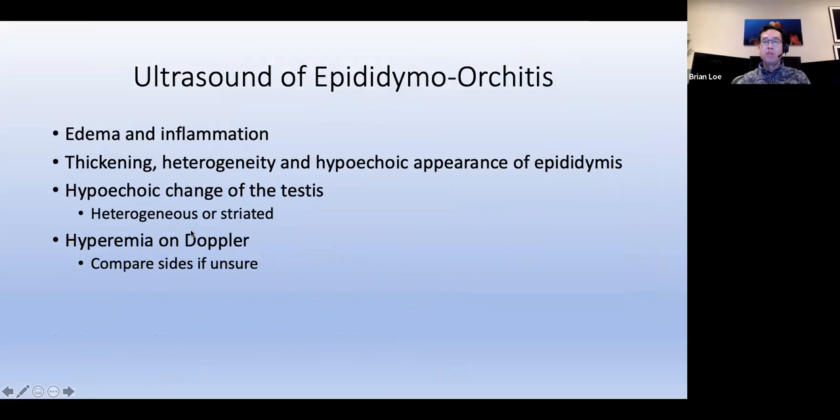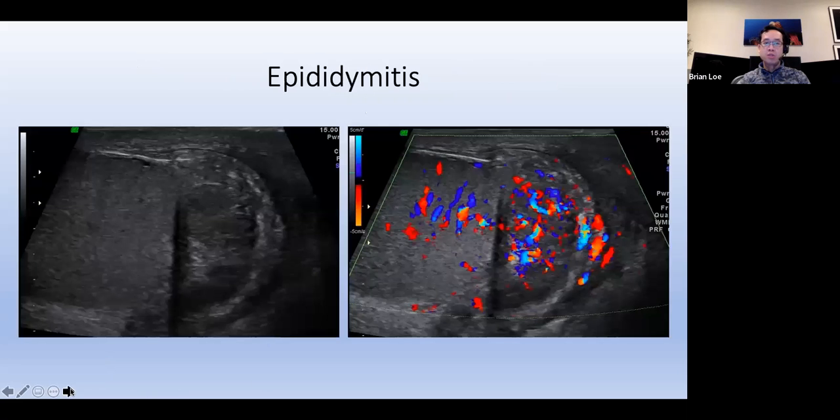Okay, so what do you look for? Like any inflammatory process: edema, inflammation, so thickening, heterogeneity, hypoechoic appearance, and then of course increased vascularity on Doppler. So it's nice because you can compare sides if you're not sure. And I'll show you some examples here.